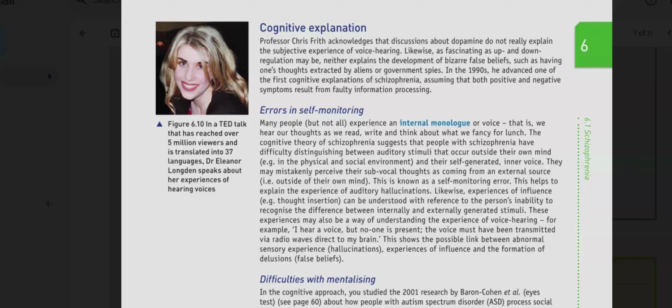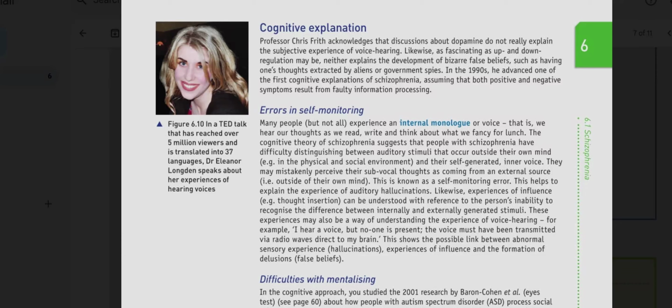Now we're looking at another explanation or another reason as to why someone may have schizophrenia. Now this is something that Frith, who is a professor, right? She is someone who conducted this research about why people might get hallucinations when they have schizophrenia, right? So we're just going to read through it, and then we're going to understand what she means, right?